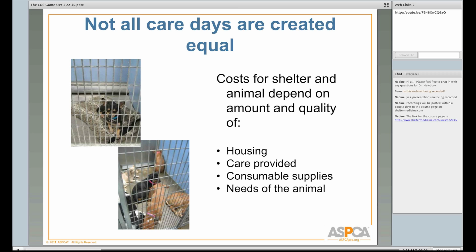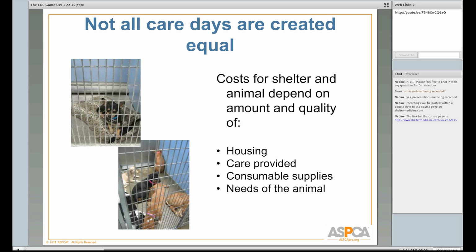So the cost for the shelter and the animal of a care day really depends on the housing that's provided. Some people could say, well, this is really cheap because we've just got this one housing unit and we're putting all these dogs together. But it's not. It may be cheap financially, but it's not cheap in terms of the success of the organization, in terms of the illness that gets created if you're going to respond to that illness. And everything about providing the care becomes very, very difficult.